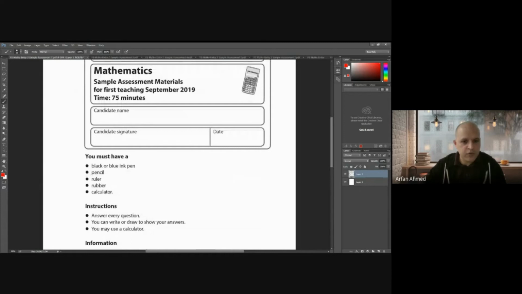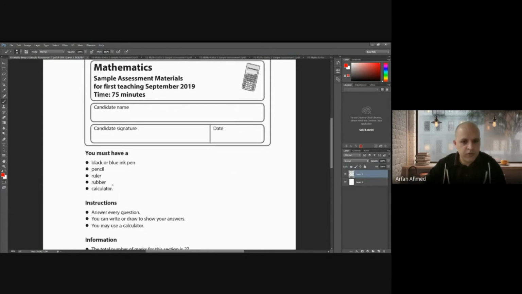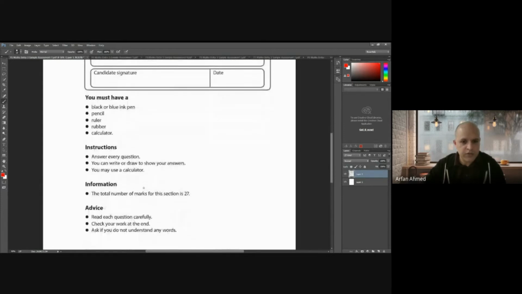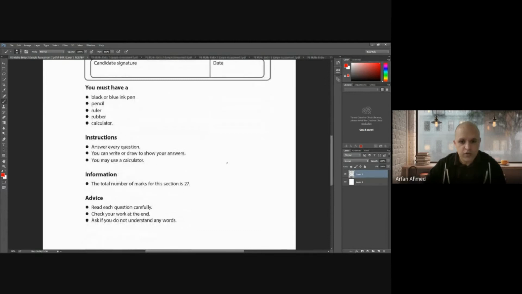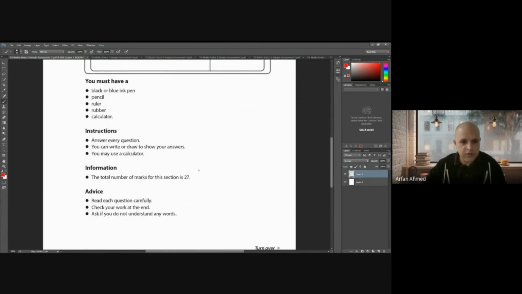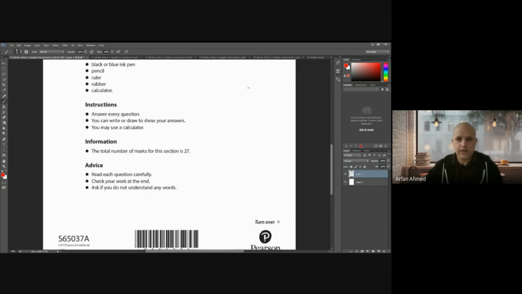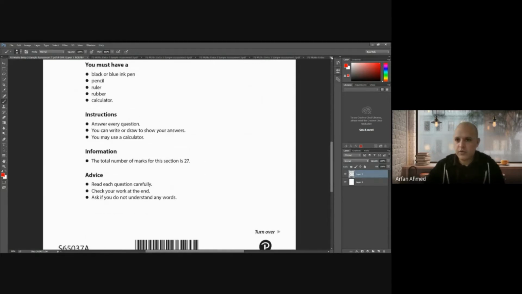You must have a blue or black pen, pencil, ruler, rubber, calculator. Answer every question. Write or draw to show your answers. Total number of marks for this section is 27. Read each question carefully. Ask if you do not understand any words. Right. Let's go on to the first question.